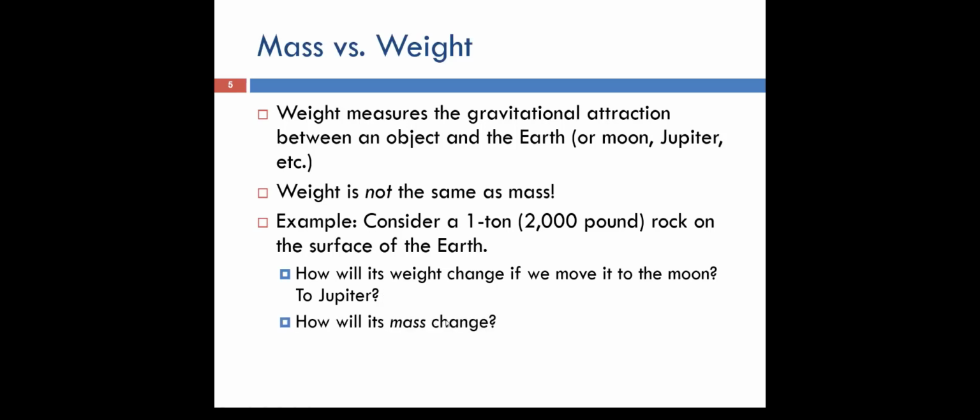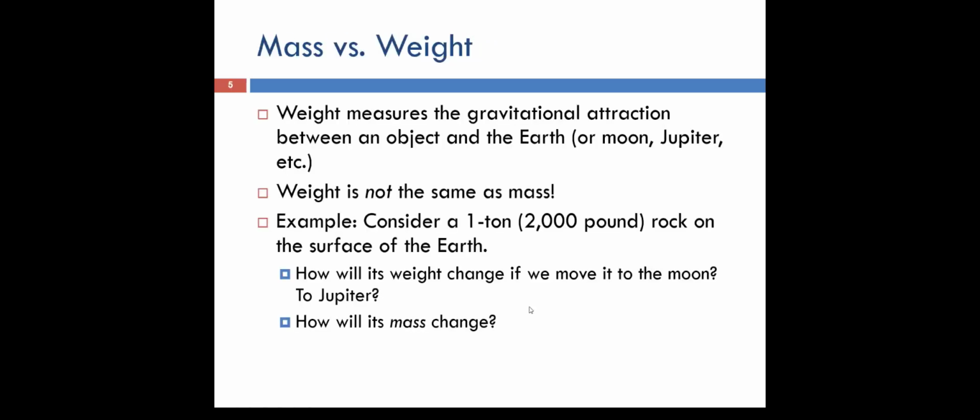Mass is the amount of matter that something has in it. So if I take that rock and move it from the Earth to the moon, it still has the same number of atoms in it. It's still the same composition. So does its mass change? Turns out, no. Mass doesn't depend on where you're weighing anything.